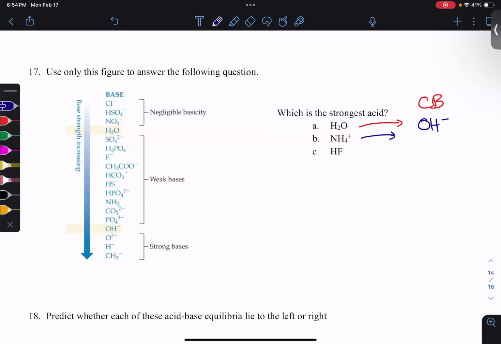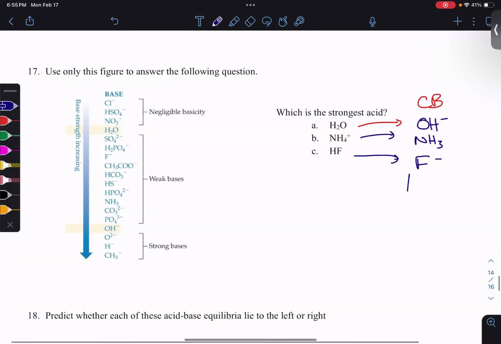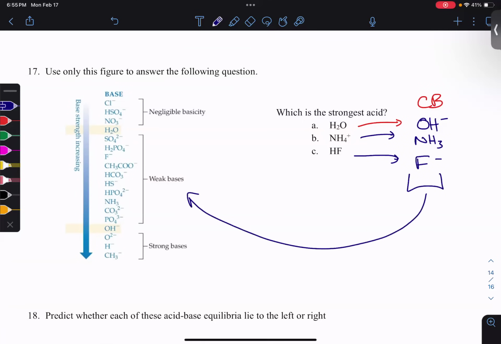When NH4 plus loses a proton, or an H plus, what's left? NH3. When HF loses a proton, what's left? F minus. So these conjugates are what you're looking for in the table, and then you relate that back to figure out what the strongest acid is. So we have OH minus, NH3, F minus. So are we looking for the strongest base? Nope, we're looking for the weakest base. The weakest base will have the strongest acid. So HF is our answer here, all right?